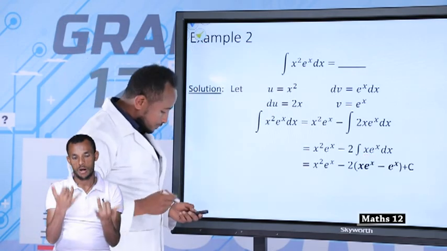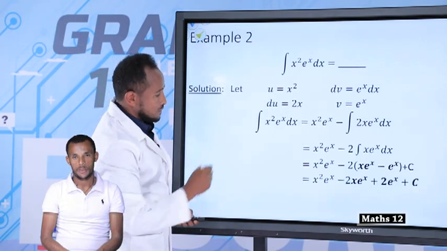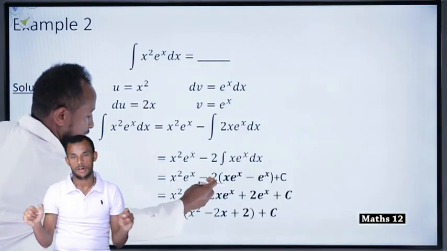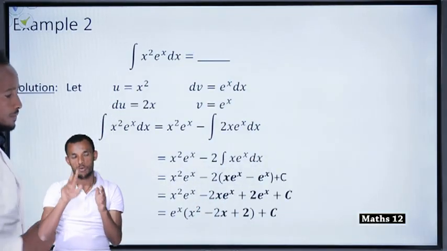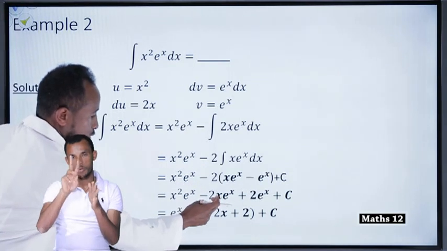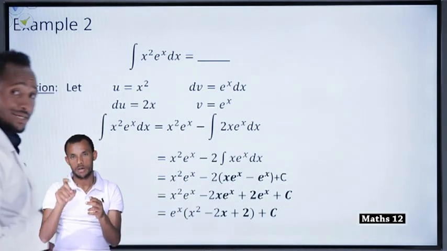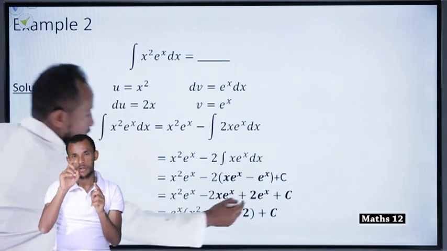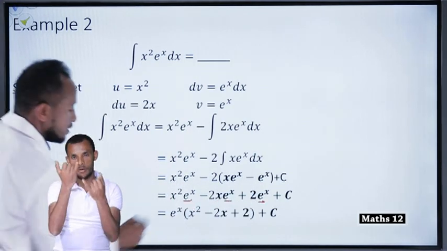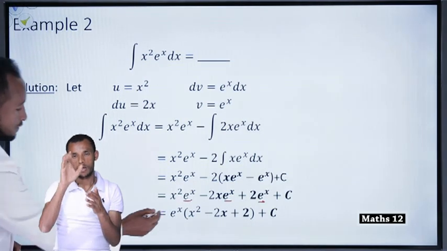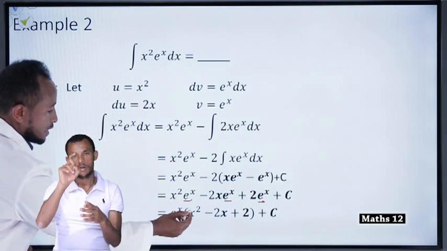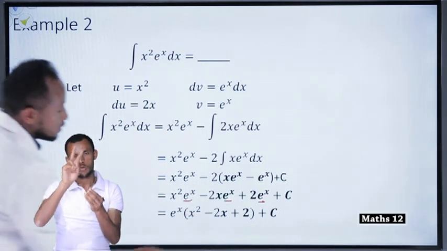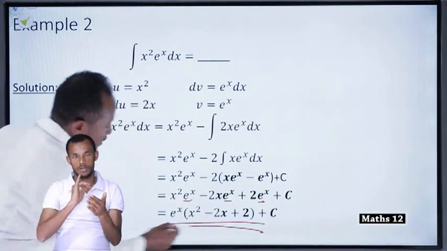Okay, now, this is the final answer. You can factor, by the way, simply multiplying minus 2 in the bracket. So minus 2 times this: minus 2x e raised to x, minus 2 times minus e raised to x is plus 2e raised to x, plus some constant c. So by factoring e raised to x outside, you will have e raised to x times x squared minus 2x plus 2, plus some constant c.